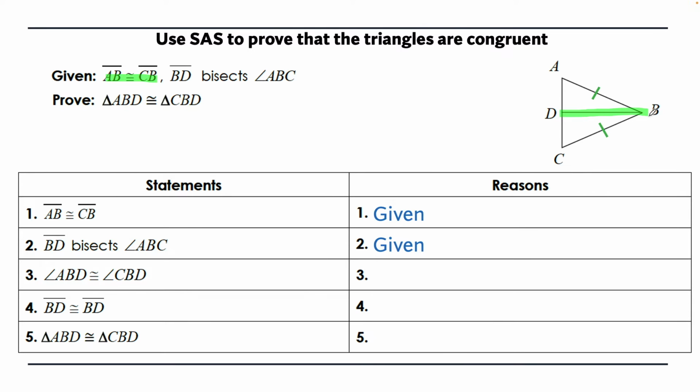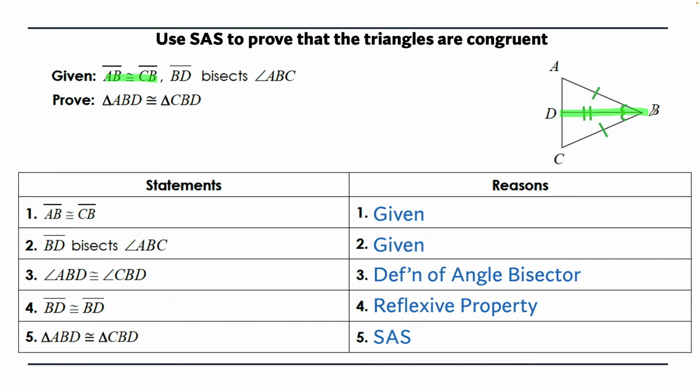The next statement, number 3, they say that angle ABD is congruent to angle CBD. So let's mark that. How do we know that those are congruent? Well, it's because of that bisector that we put in there. A bisector cuts an angle into 2 equal halves. So our reason is because of the definition of an angle bisector. All right, now BD is congruent to DB. That's statement number 4. That's the reflexive property. And then again, we've got triangles are congruent because of the side, angle, side shortcut.